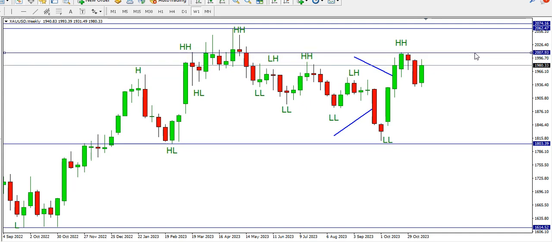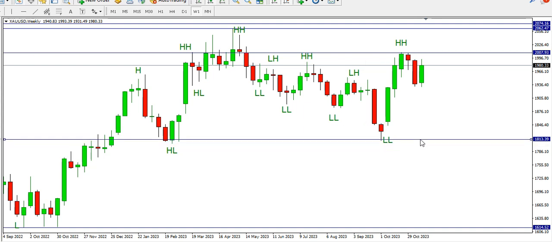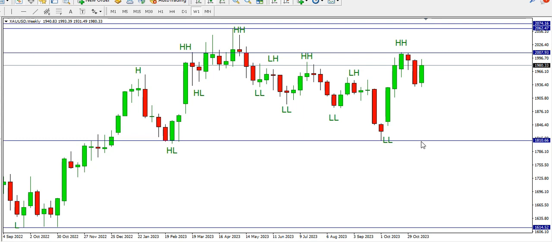leaving behind two structural points. This is the first structural point, and this is the second structural point. So we have two fresh structural point levels. We have the 20.07 level, and the 18.10.66 level. But this 20.07 is likely to be broken. Okay, but let's see how it goes. But that's that for the weekly time frame.